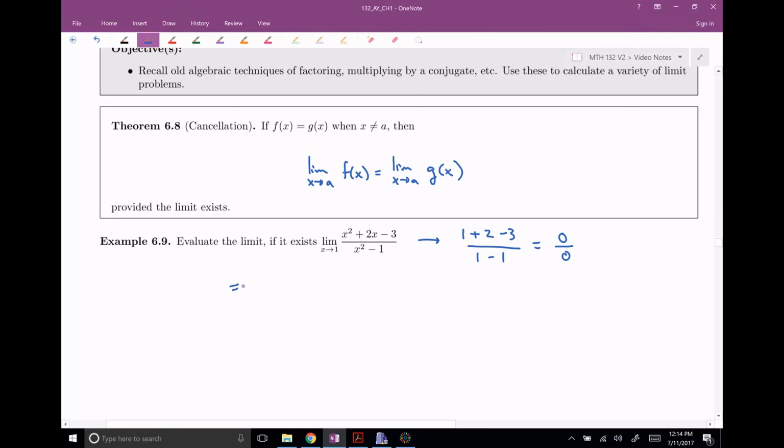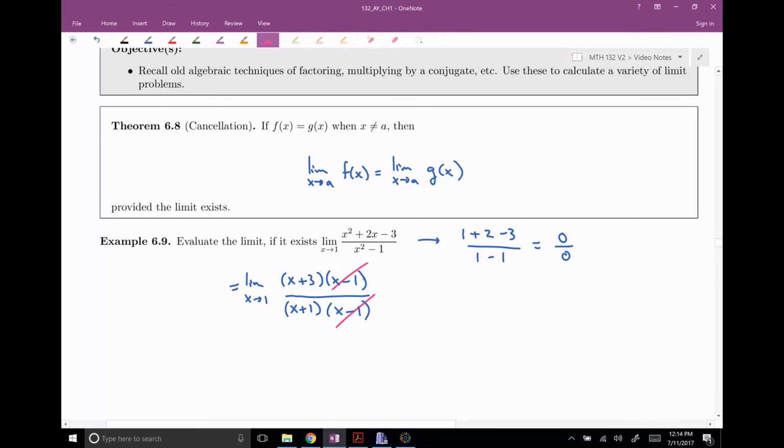And so if I factor it, limit as x approaches 1, the numerator can be factored into an x plus 3 and an x minus 1. And the denominator can be factored into an x plus 1 and x minus 1. So we need to be really good at our algebra skills. And here's where I'm going to use this cancellation law, right? That I'm going to go ahead and just cancel these.